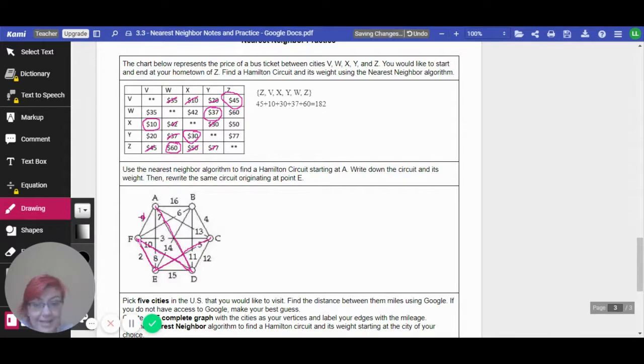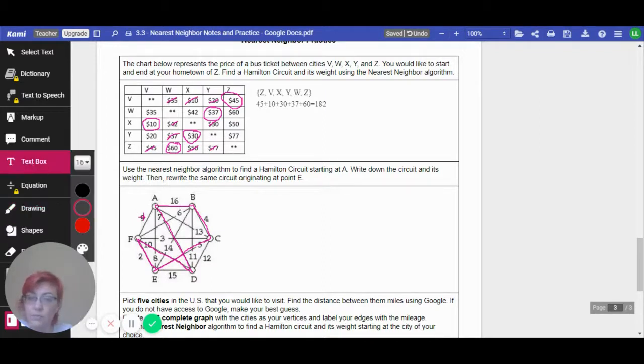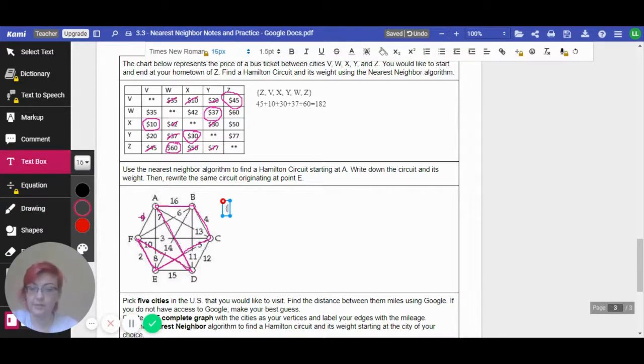12, 3, but I can't go there. 13, 4. There I go. And as I have now visited every vertex, I'm going back to A. All right. So my circuit then is A, B, F, E, C, D, A.